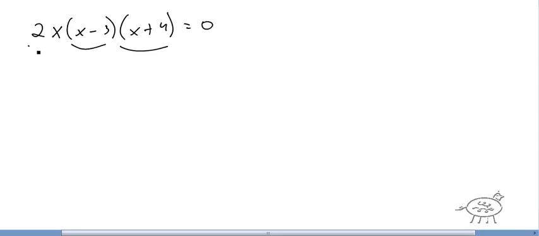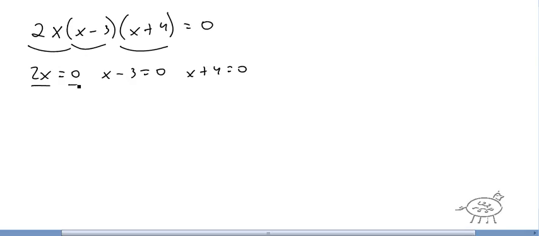Just to review real quickly, if everything was factored, it looks like this: 2x, x minus 3, x plus 4, and that equals 0. Remember, anything that has a variable, or basically anything with a parenthesis, gets set equal to 0. So I have three solutions: 2x equals 0, x minus 3 equals 0, and x plus 4 equals 0.